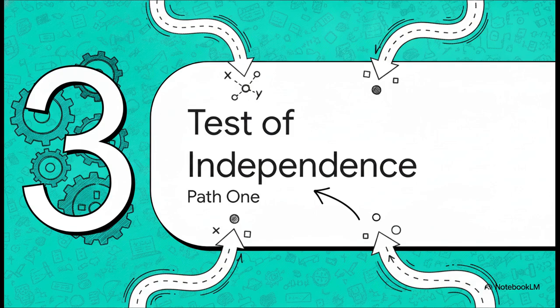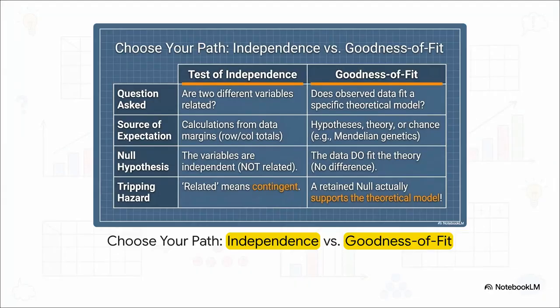Section 3. Path 1, test of independence. All right, with our engine built, we've actually reached a fork in the road. Depending on your specific research question, you have to choose a path. Let's cement the difference between our 2 main options here. Path 1, the test of independence, asks a very specific question. Are 2 different variables related to each other? The null hypothesis here assumes they are completely independent, totally unrelated. Path 2, goodness of fit, asks a totally different question. Does my data fit an outside theoretical model? Understanding which of these 2 questions you are actually asking is step 1 of any categorical analysis.